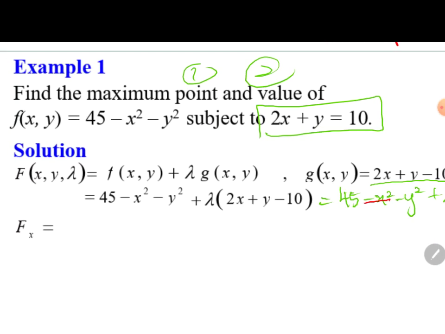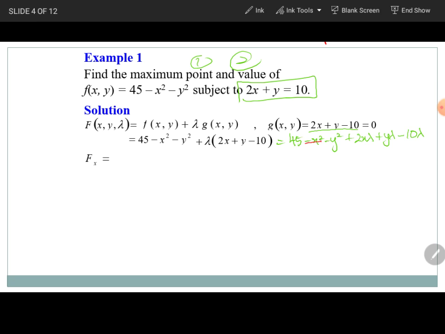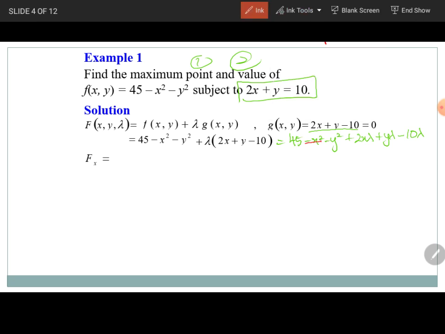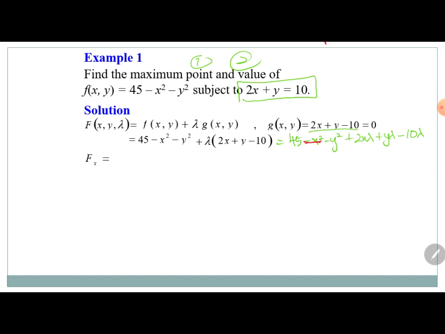Why won't it come down? This ink tool is just playing around. Okay, so we have only x. Sorry for the technical error.